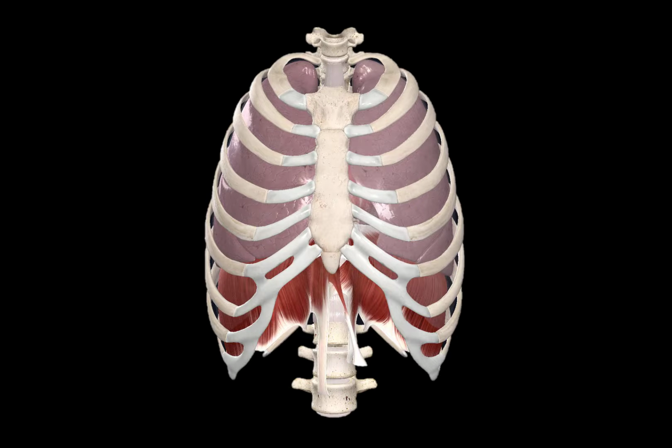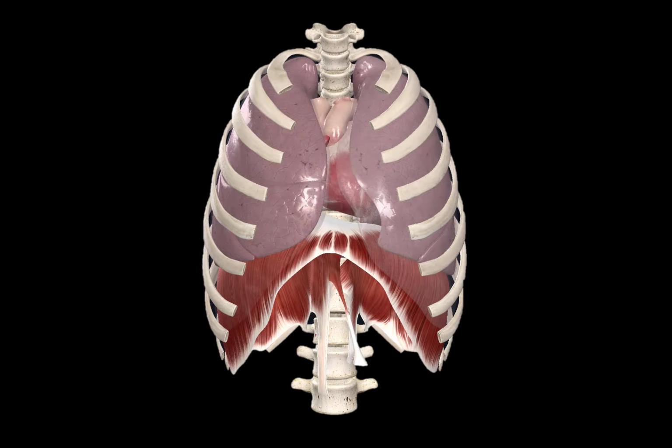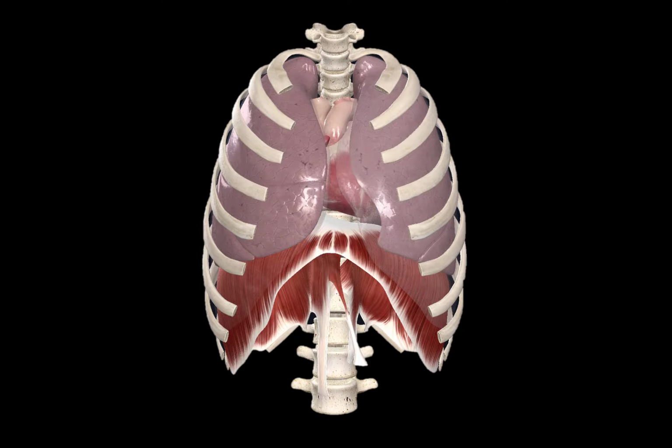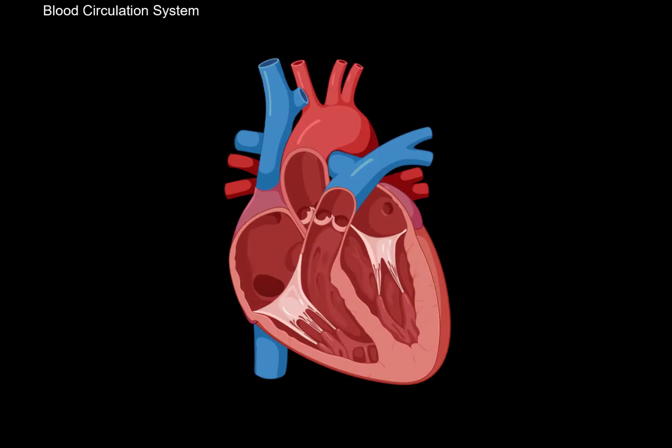So here is the anterior view of the thorax, right? If you remove the sternum and the rib cartilage, you will be able to see the heart right here. The heart lies between the pleura of the lungs in an area called the mediastinum. So before we talk about the heart's anatomy, I want to first take you through the general layout of the blood circulation in the body. And once you understand the concept of how the blood circulates in the body, you will be able to learn the anatomy of the heart much more efficiently.